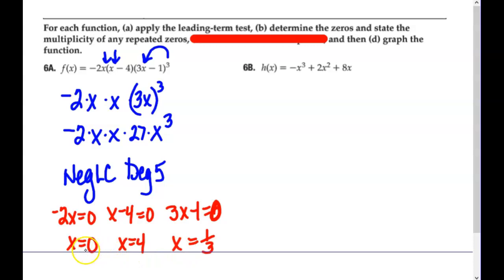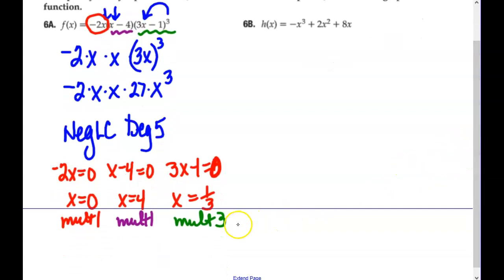All right, what was the power on the first one? This -2x just had a power of 1, right? So we could write multiplicity 1, or we could just not worry about it. x minus 4 also had no degree, so it's multiplicity 1, or don't worry about it. But this guy at the back had a multiplicity 3. If you add up the multiplicities, they should add up to the degree. Multiplicity 3, multiplicity 1, multiplicity 1, degree 5. Everybody okay?